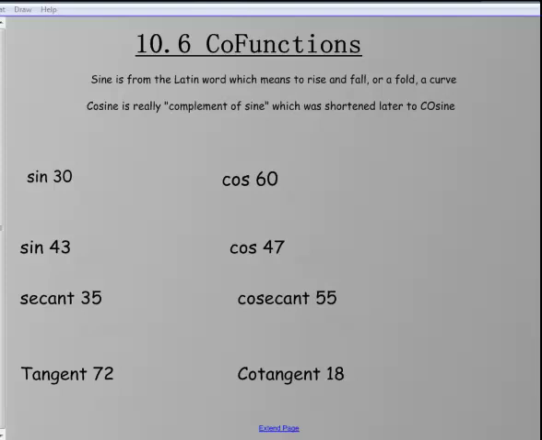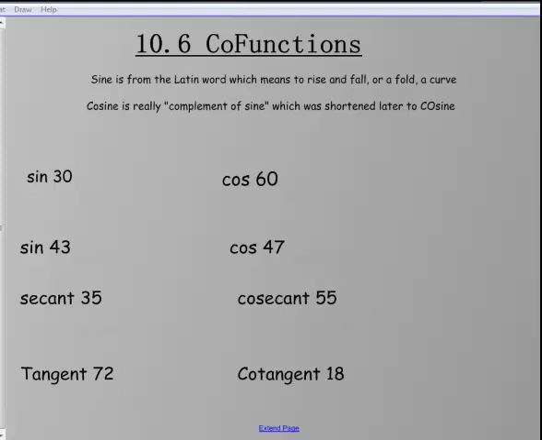All right, we're going to do cofunctions, and if you noticed, we've kind of skipped over 10.4 and 10.5 and gone right to 10.6. I'll pick up 10.4 and 10.5 when we look at the graphs of sine and cosine waves. It's a lot easier than trying to understand it off a unit circle.